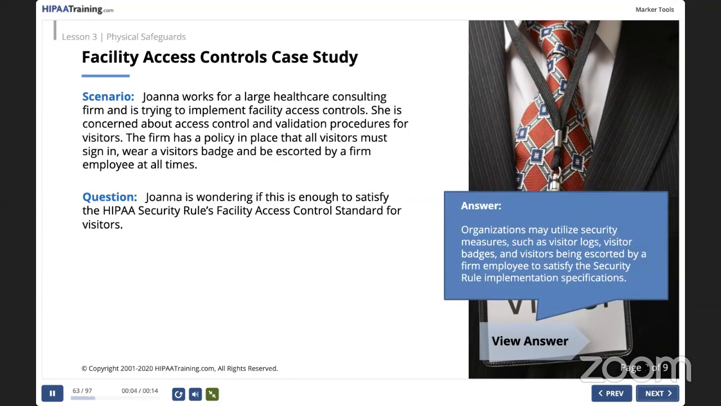Organizations may utilize security measures such as visitor logs, visitor badges, and visitors being escorted by a firm employee.